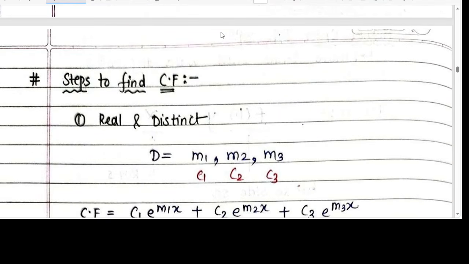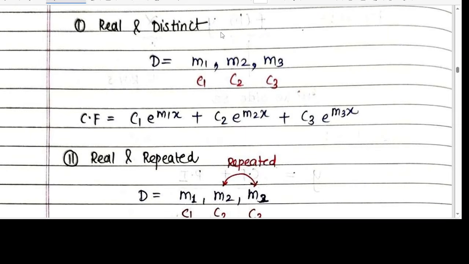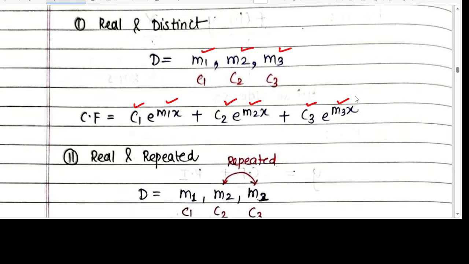What are the steps to find the complementary function? If the roots of the auxiliary equation are distinct and real numbers, suppose m1, m2, m3, then we have to take some constants c1, c2 and c3: c1 e raised to m1x plus c2 e raised to m2x plus c3 e raised to m3x. So this is the way of writing the complementary function if all the given roots are distinct.